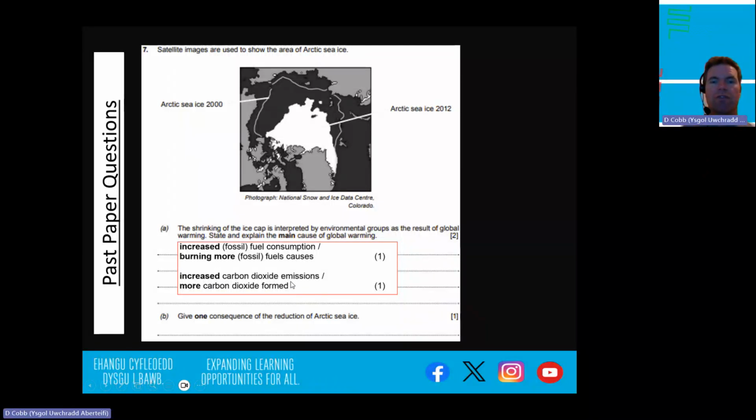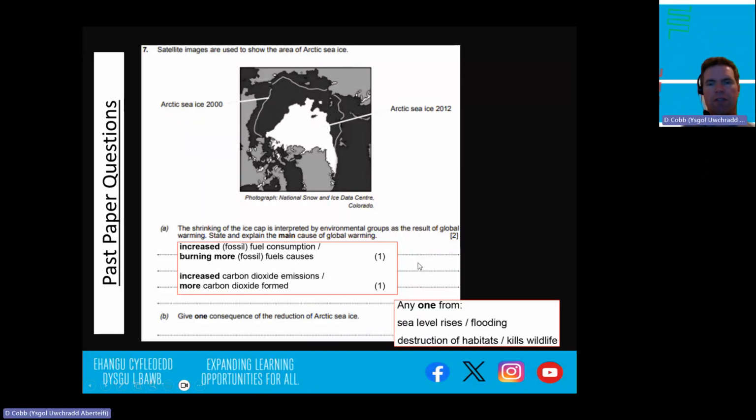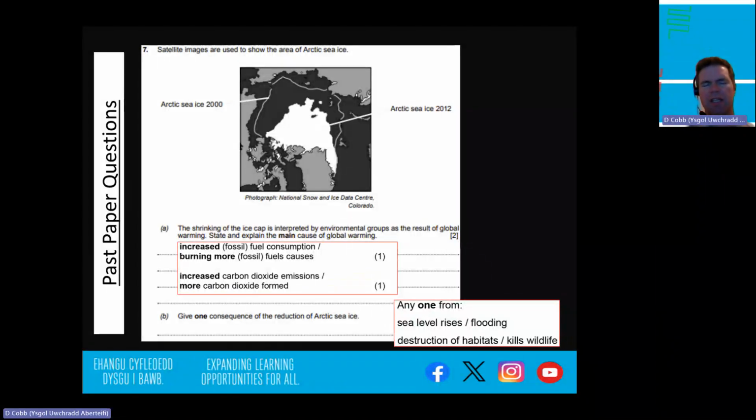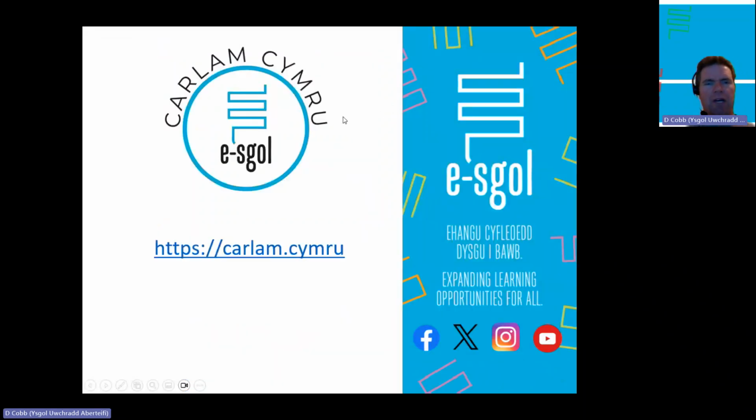Give one consequence of the reduction of the Arctic sea ice. Well, the obvious thing here is rising sea levels. Or you can see other things on there as well. But I think for me, the logical thing would be to say rising sea levels. So a couple of questions on there to see what you can expect. They're largely straightforward. There's quite a lot of information there to know, but the questions seem to be quite straightforward to go with that.